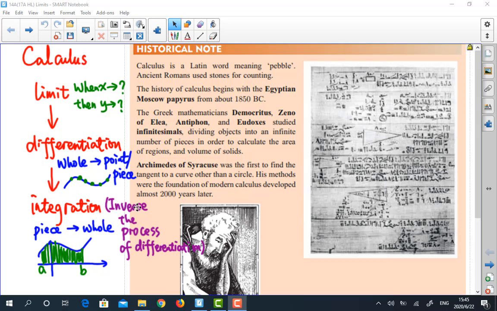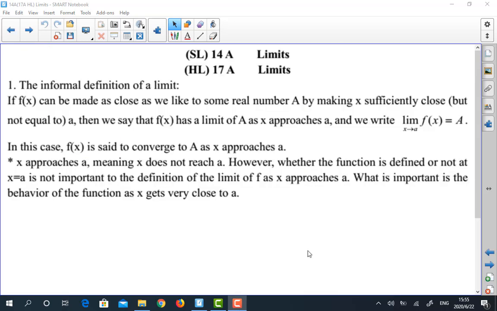Integration is the inverse process of differentiation. Integration means we go backwards in differentiation. This time, I put all the pieces together back to form a whole. So, if you want to know calculus better, please also watch two attached videos to this lesson. Right now, let's look at the first part of calculus, limits.